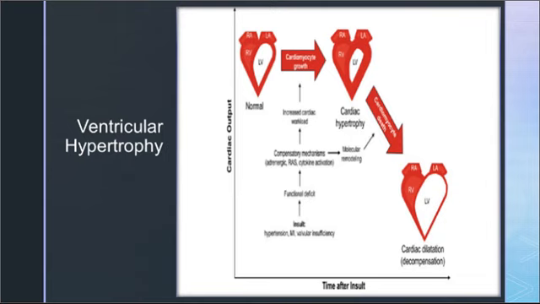Ventricular hypertrophy. Hypertrophy starts as a compensatory mechanism. It starts to thicken the muscle to try to increase the force, but that leads to worsening heart failure and decompensation and an enlargement or dilatation of that ventricle.